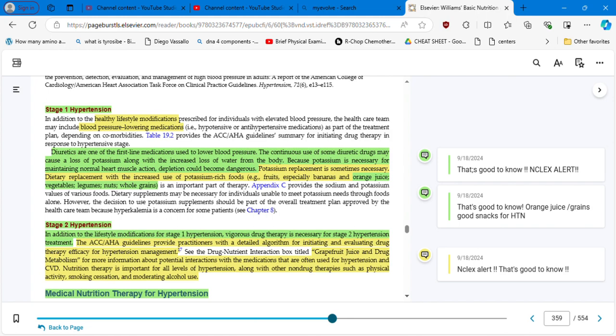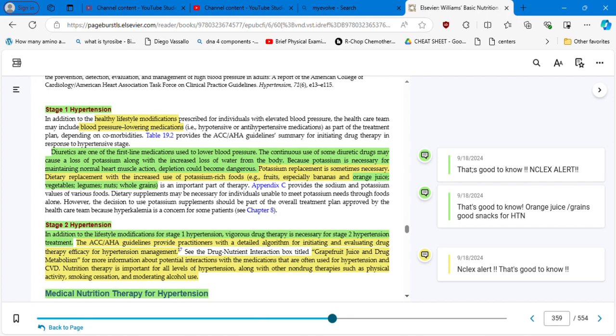Healthy lifestyle modification, blood pressure lowering medications depending on the case. Diuretics are one of the first line medications. As I mentioned before, we need to follow the algorithm. So the American Cardiac Association, they are treating everybody the same. They have the algorithm. The continuous use of some diuretics may cause a loss of potassium, as I mentioned before. Potassium replacement is sometimes necessary. Dietary replacement with increased use of potassium-rich foods, like bananas and orange juice, vegetables, legumes, and whole grains are important. So that's good to know.